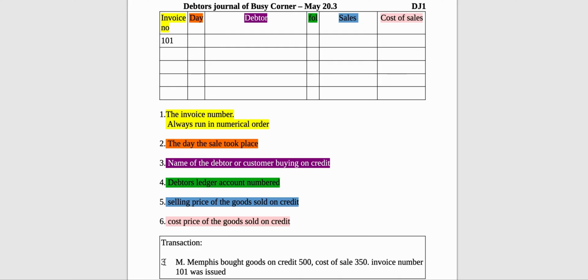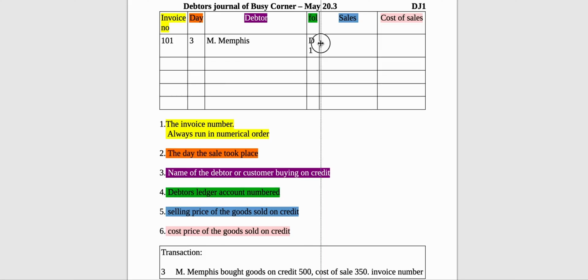Day, so we're looking for the day the sale took place. It was on the 3rd. And then the debtor, we are looking for the debtor's name. So it says M Memphis bought goods on credit. So this is the debtor, all right, the customer who bought goods on credit from us. So that is M Memphis. Okay, and then folio. So let's assume this is our debtor, the first debtor ever in May. So it's going to be D1. Just write D1 here, which means debtor 1.